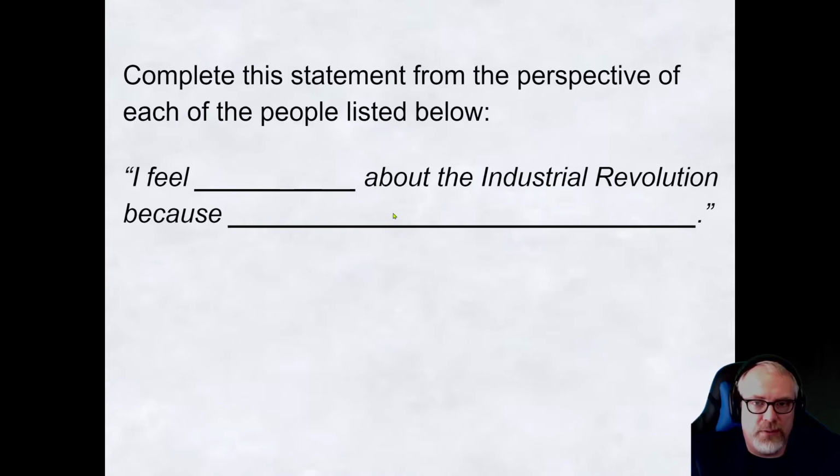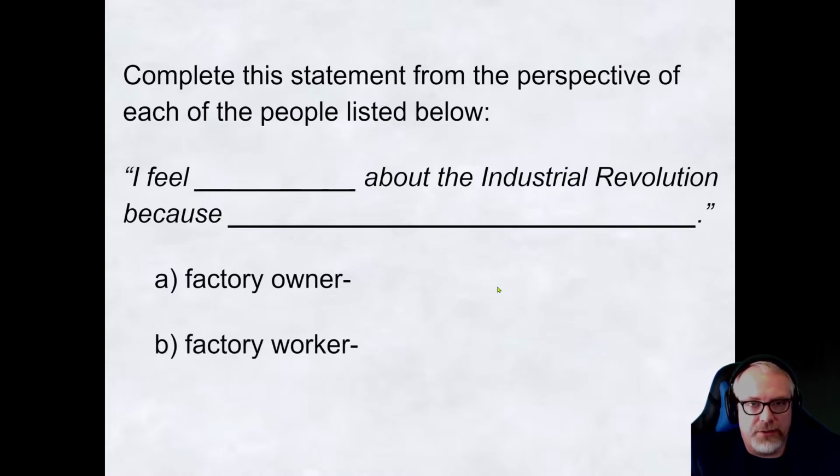So complete the statement below from the perspective of each of the people that are listed below. So I feel blank about the Industrial Revolution because blank. So if you're a factory owner, how would you feel about the Industrial Revolution? What about if you were a factory worker? And then what about if you were a consumer?